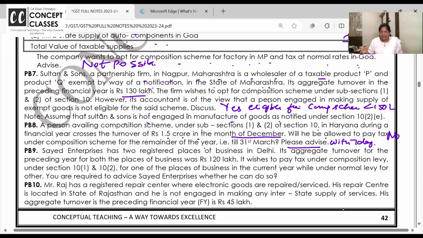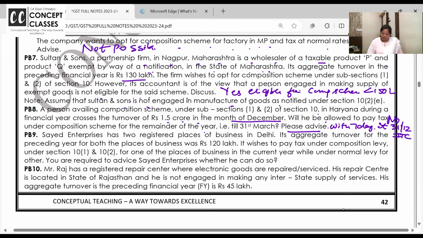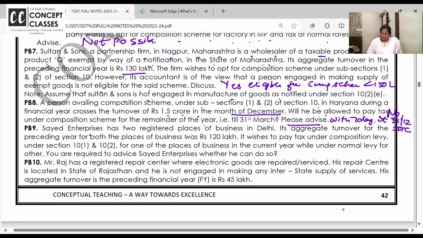He will pay the regular tax, and whatever is the stock on 31st December, he can claim input tax credit. Clear to all of you? Chalo. Syed Enterprise has 2 registered places in Delhi. Its aggregate turnover for preceding year for both places is 120 lakh. It wishes to pay tax under composition for one place in current year while normal for the other. It's not possible now. Why? Same question.